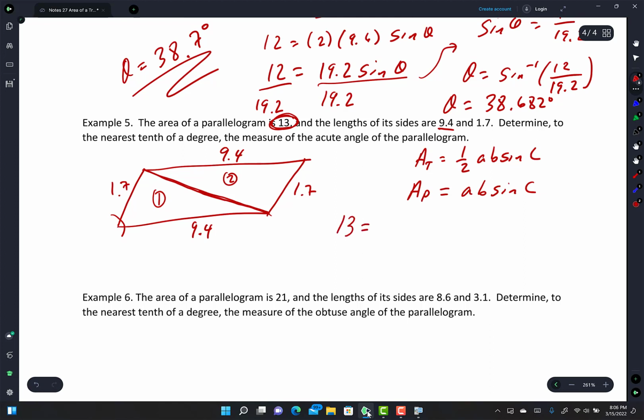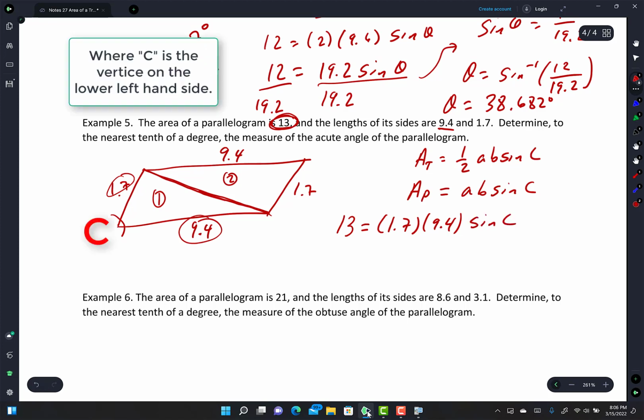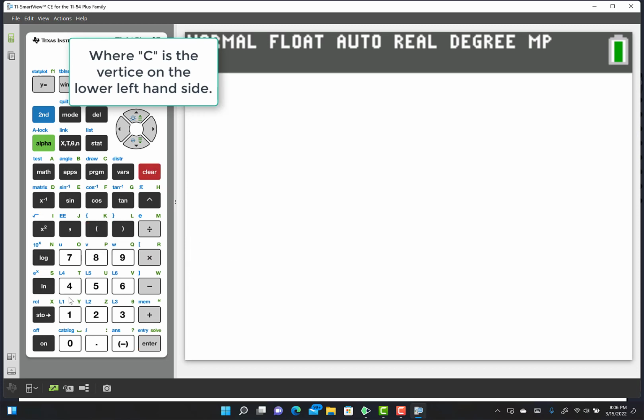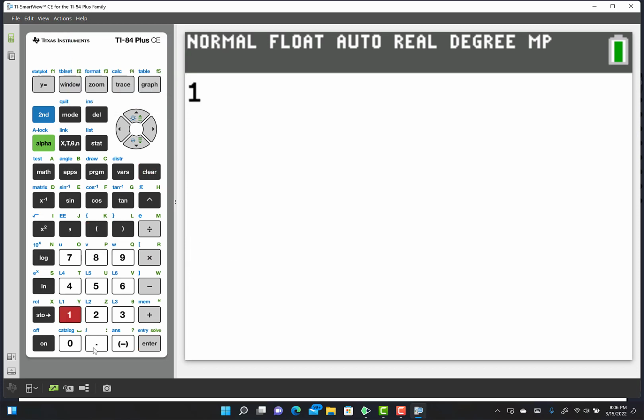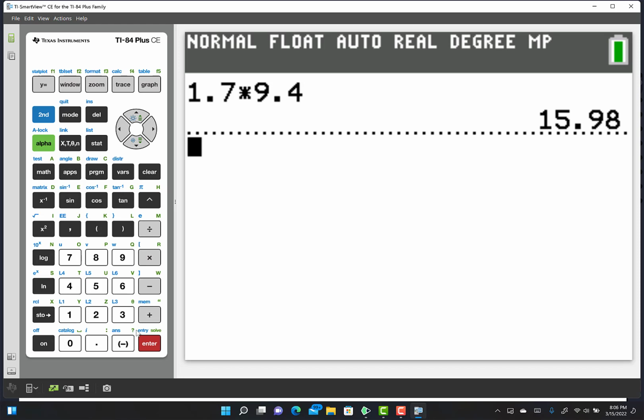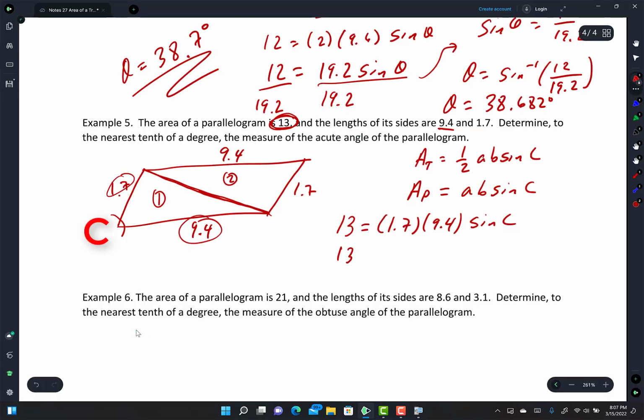So I can write 13 equals, and I'm just going to write, guys, 1.7. That 1.7 is this side. And then times 9.4. The 9.4 is the other side. And I'm going to write sine C. 1.7 times 9.4, I can't do that off the top of my head. Maybe if I think about it, 94 and 17, but let's just use the calculator here. So I'm going to go 1.7 times 9.4 and 15.98. Oh, maybe I could have gotten it. Who knows? So 13 equals 15.98 sine C.